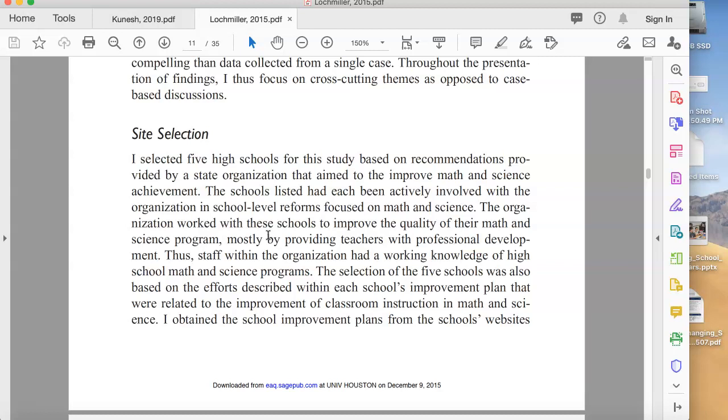Site selection. Where did he do this study? 5 high schools. That goes in your notes. That's really important because, again, recall that he said other studies are mainly focused on elementary schools. So now we know that we have research on high schools and elementary schools.